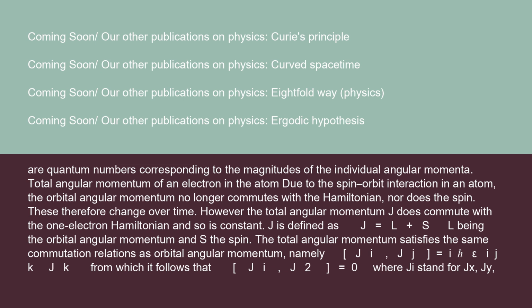Total angular momentum of an electron in the atom: due to the spin-orbit interaction in an atom, the orbital angular momentum no longer commutes with the Hamiltonian, nor does the spin. These therefore change over time. However, the total angular momentum J does commute with the one-electron Hamiltonian, and so is constant. J is defined as J equals L plus S, L being the orbital angular momentum, and S the spin. The total angular momentum satisfies the same commutation relations as orbital angular momentum, namely [Jj, Jk] equals i epsilon ijk Jl, from which it follows that [J^2, Jg] equals 0, where g stands for x, y, and z.